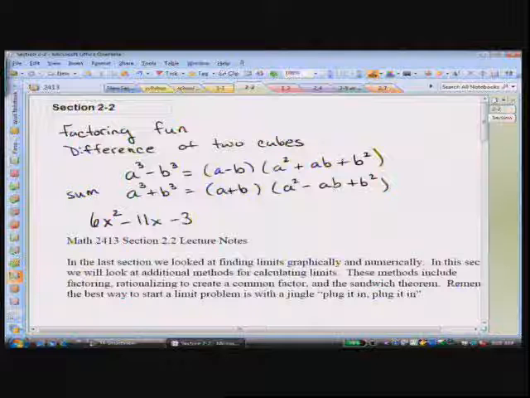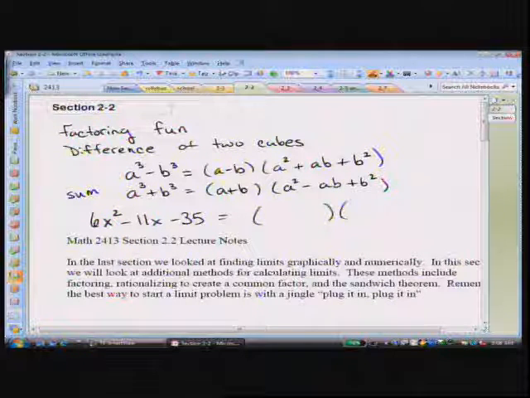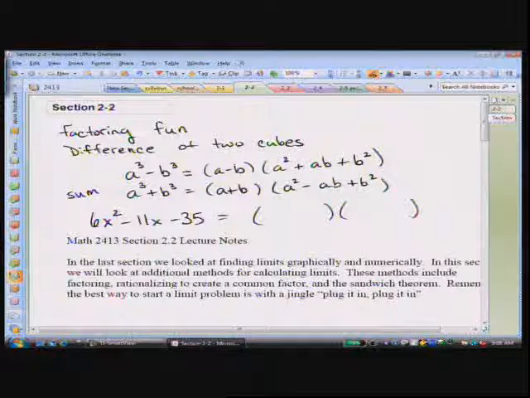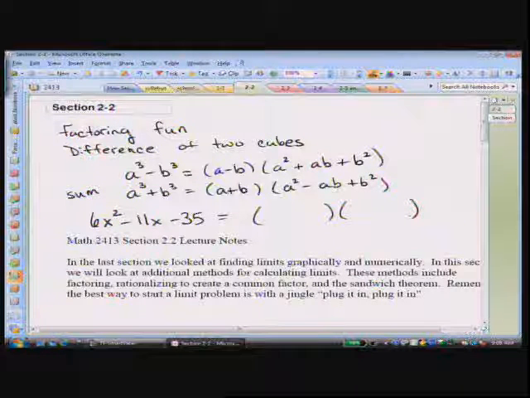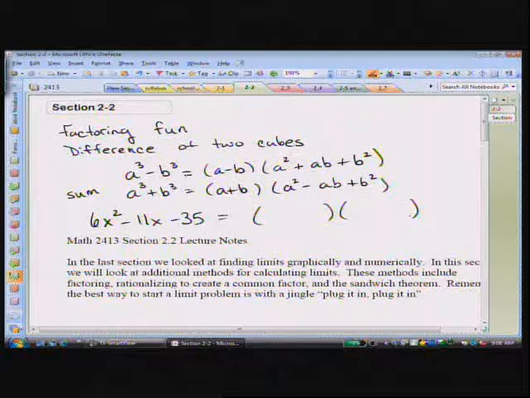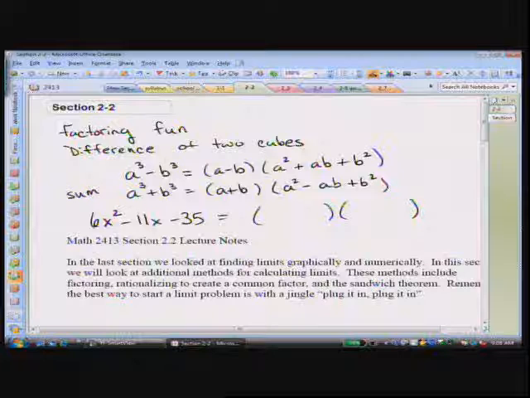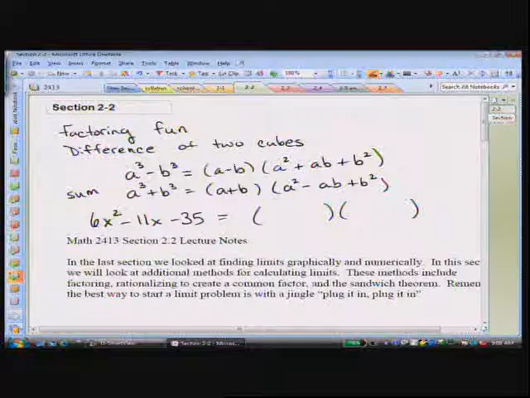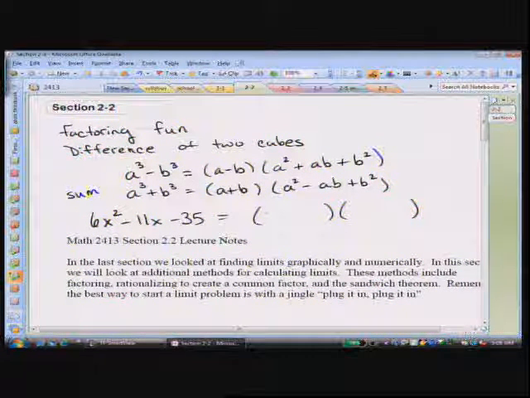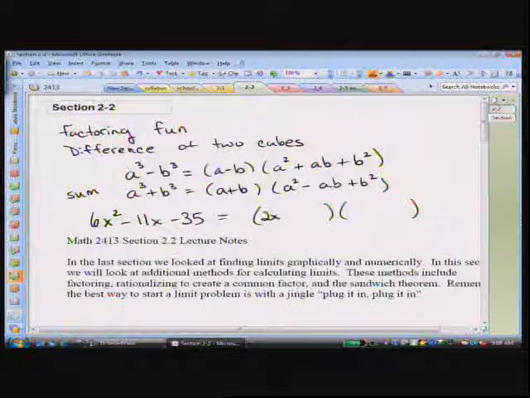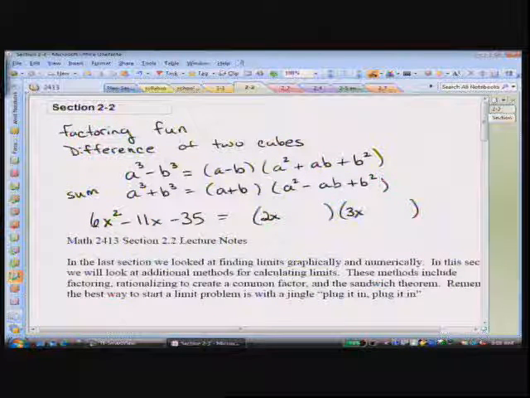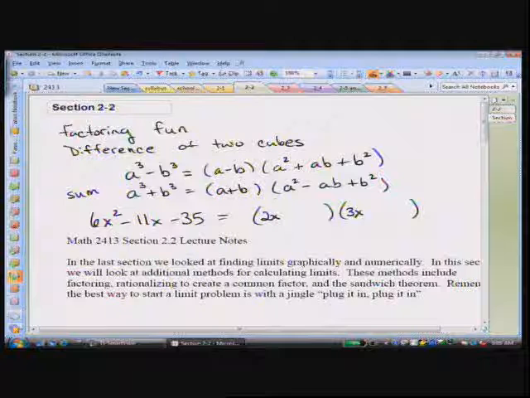minus 35. There are lots of techniques to factoring, but trial and error is one that works. And at this level, you guys are probably pretty good at trial and error. The possibilities for getting 6x squared would be 2x and 3x, or 6x and 1x. So you just try. I happen to know the answer, but anyway, 2x and 3x does actually work.